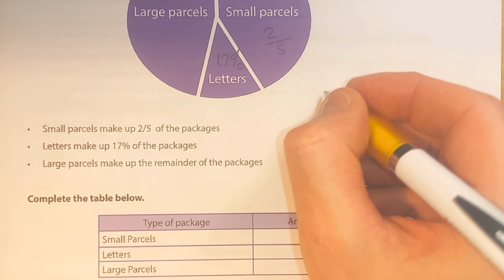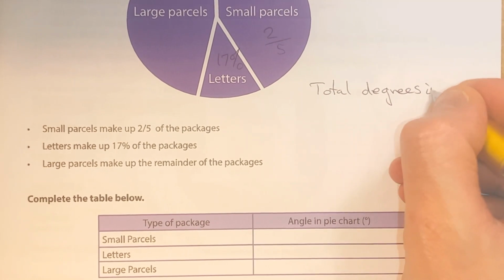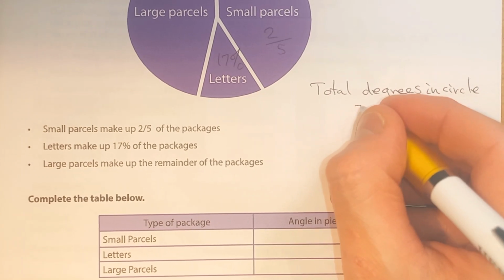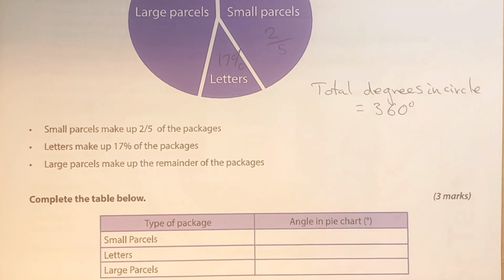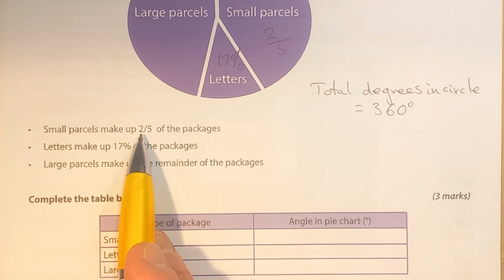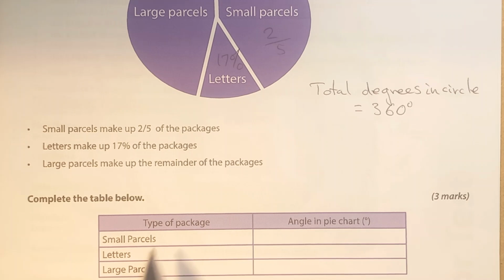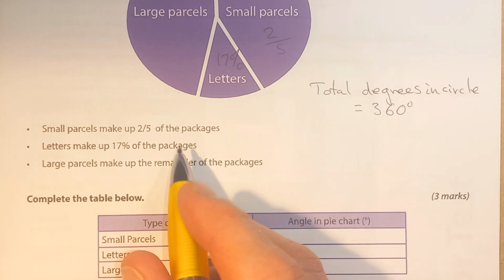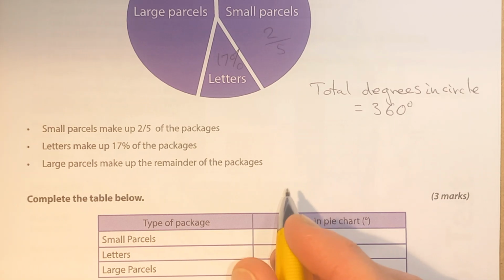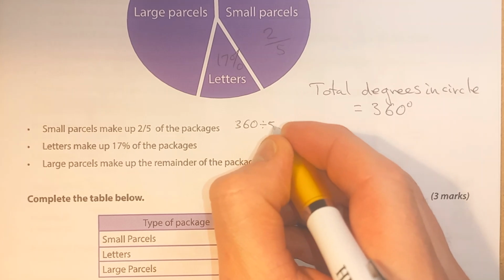Okay, well, the total degrees in a circle are 360. So we can think, well, if we've got 2/5 of the packages, let's work out what 2/5 of this is. First of all, let's work out what 1/5 is. So in other words, we want 360 divided by 5.